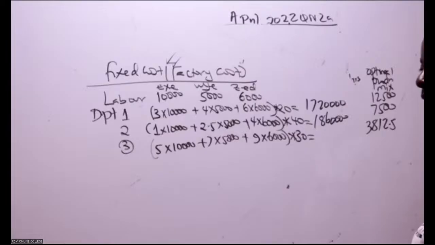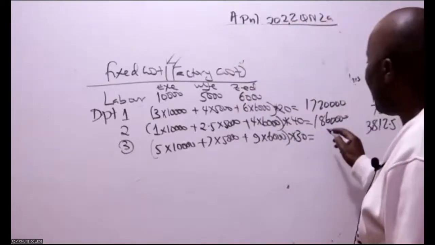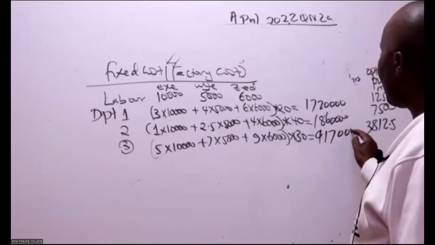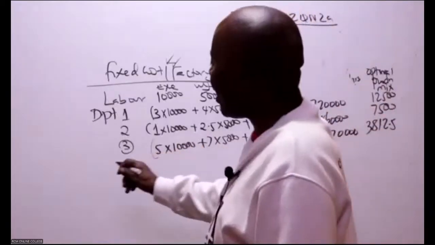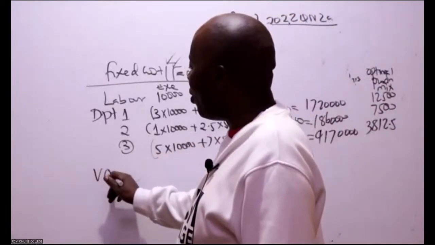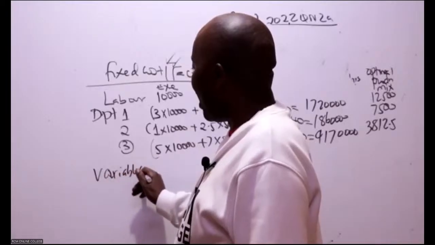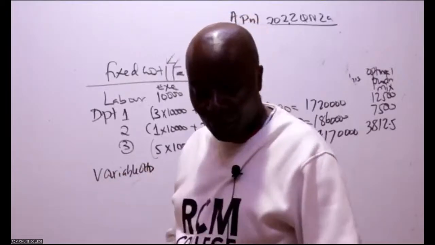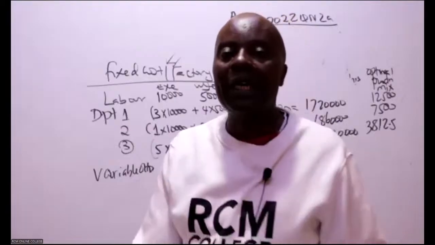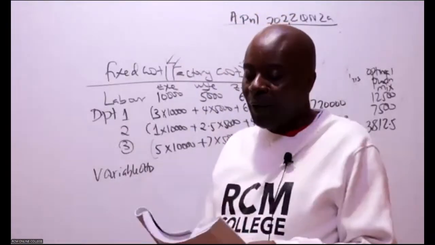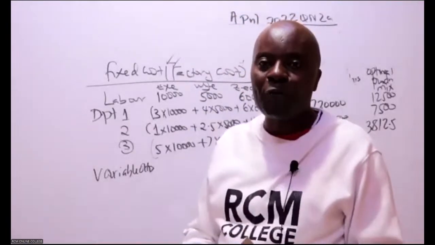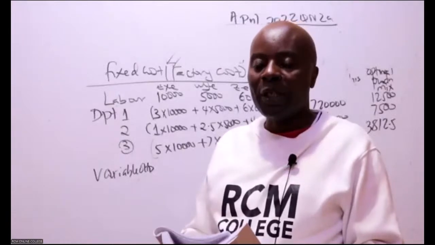So for department 3, someone is giving me 4170. Don't give me the total. Come here. Remember, you still have variable overheads. We have variable overheads, and they shall also be lumped under factory costs, under fixed costs, because that is the concept of throughput analysis.